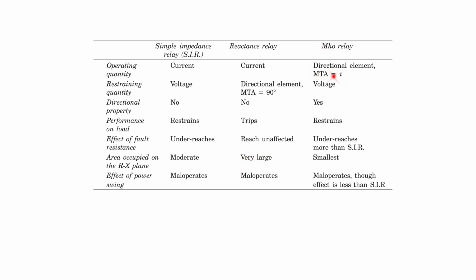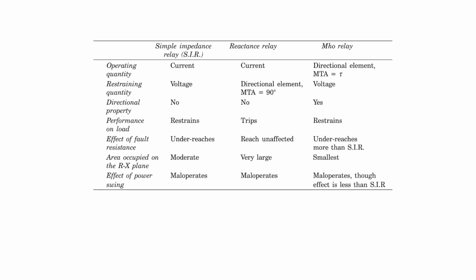Now the Moore relay, its operating quantity is current, and the restraining quantity is voltage. Directional property, yes. Performance on load, it will restrain. Effect of fault resistance, it underreaches more than the simple impedance relay. Area occupied is the smallest in this case, and the effect of power swing, it will maloperate, though the effect is less than the simple impedance relay. So this is all about the comparison.